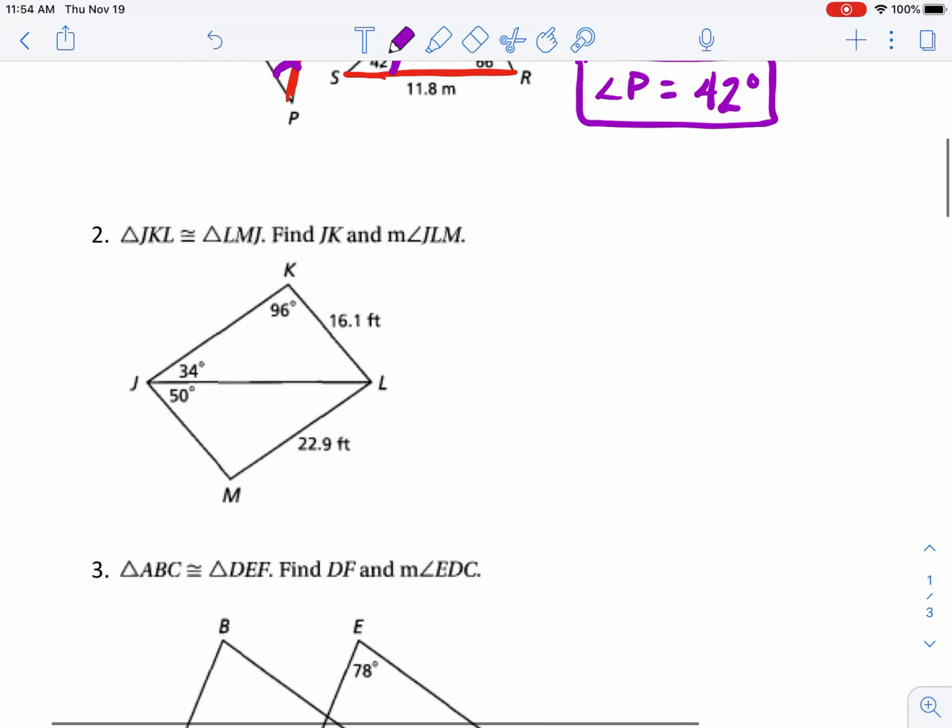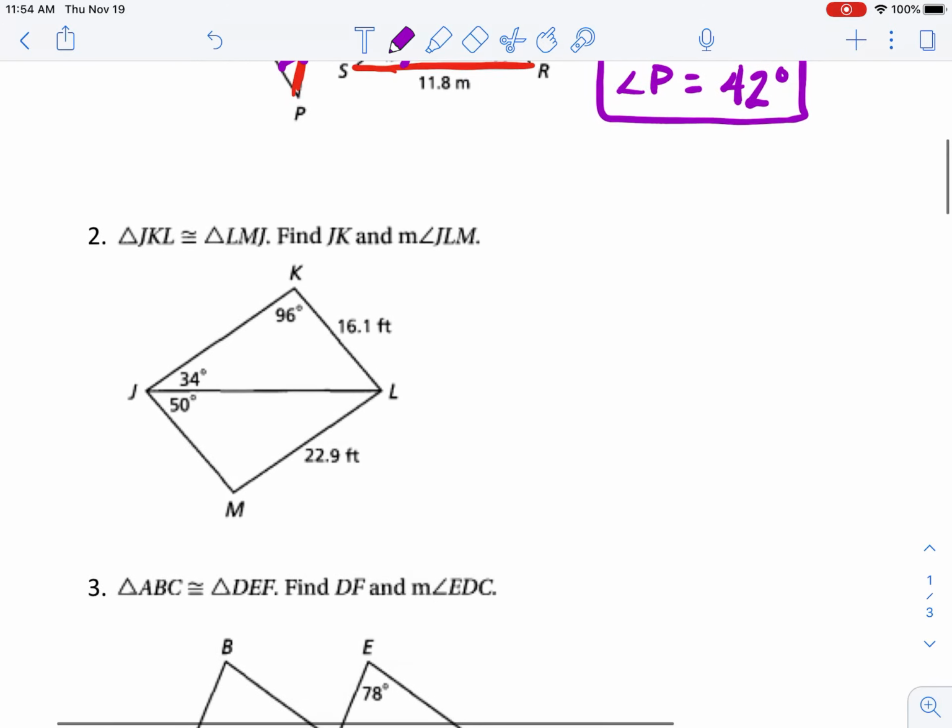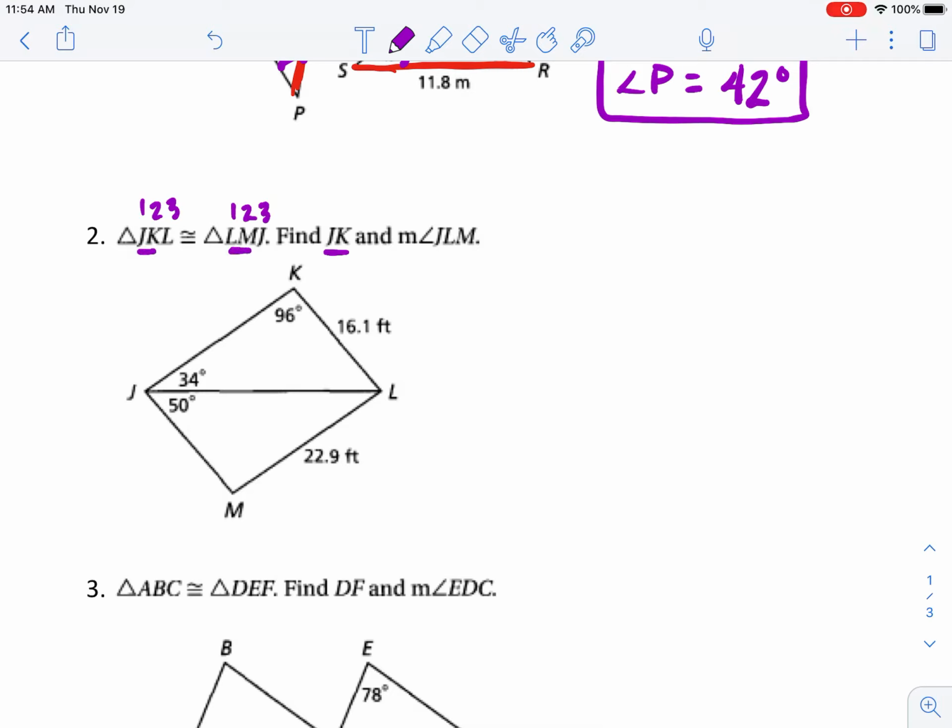If we go down to number 2, it's a little trickier because of the way they talked about the angle, but that's okay. Let's look at it the same way we did on the first one. Again, we have 3 positions. J, K, and L are in the first, second, and third position, and on the other side, we have, again, 3 positions. The first question is to find JK. J and K are in the first 2 positions, and so L and M are also. So I know that JK will be equal to LM.